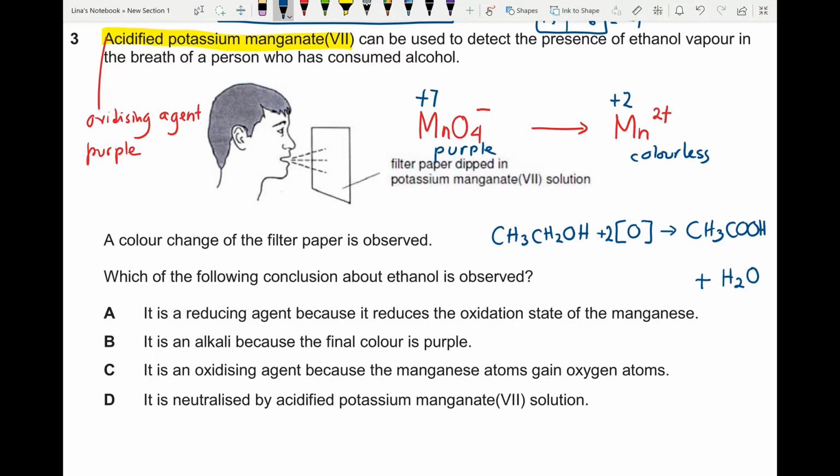Okay, so which of the following conclusions about ethanol is observed? Ethanol is oxidized, therefore it is a reducing agent. It's correct because it reduces the oxidation state of manganese. That is correct. Is it an alkali? It's not an alkali, and being alkaline or acidic does not have anything to do with the final color. It is not an oxidizing agent because ethanol is not reduced. Ethanol is oxidized. The last option is neutralized by potassium manganate 7. Now this reaction is not between alkaline and acid, it's a redox reaction. So it's not a neutralization reaction. Answer is A.